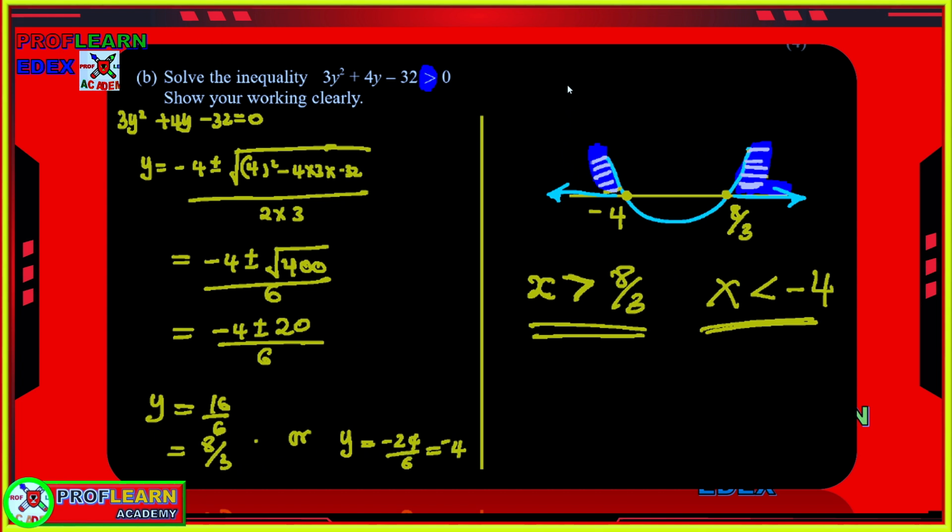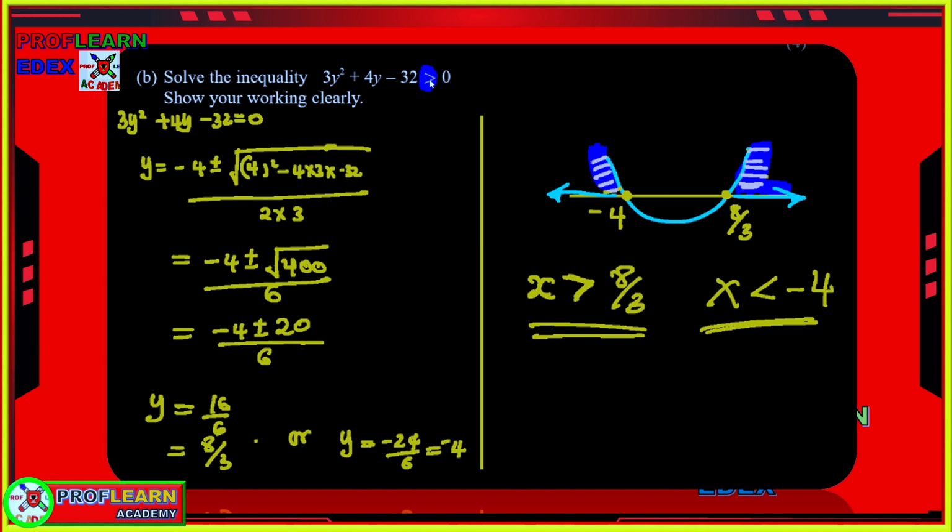So you are going to draw a sketch of a curve and then an x-axis. So you identify on the x-axis, of course, where the curve cuts the x-axis, that's the solution. So that will be -4 and that will be 8/3.